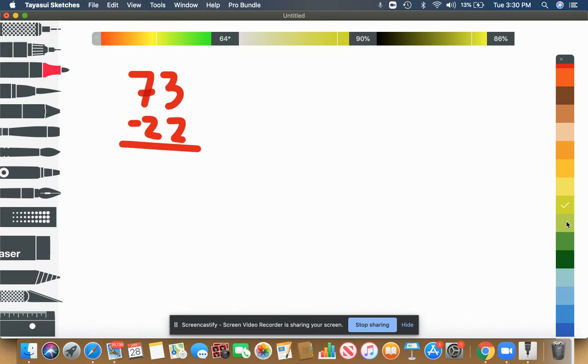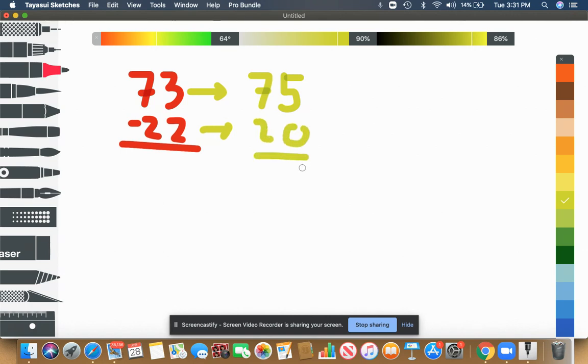And they've already done compatible numbers. They've changed this one to 75. Remember, with compatible numbers, you want to make it a number that ends with a 5 or a 0. That's typically easier. And minus, instead of 22, I'm going to do minus 20. So my estimate: 5 minus 0 is 5, 7 minus 2 is 5. My estimate for 73 minus 22 is 55.